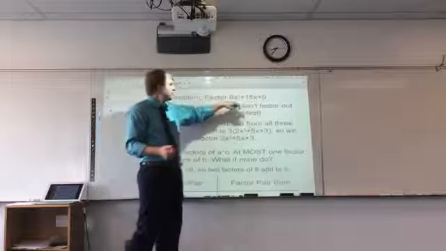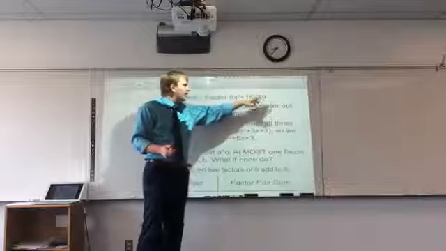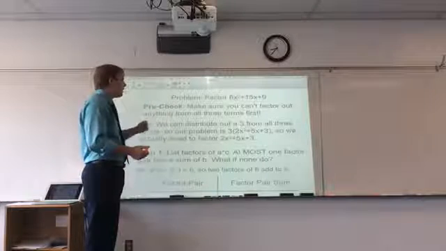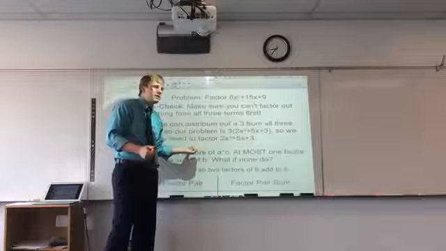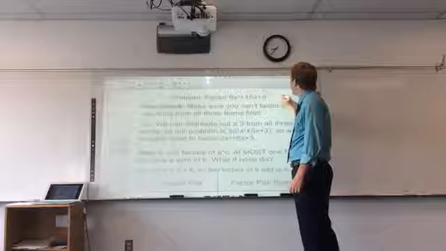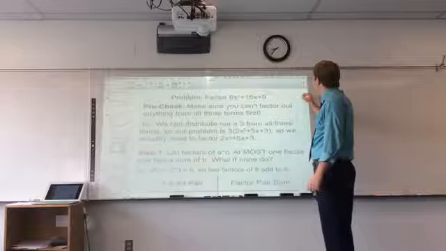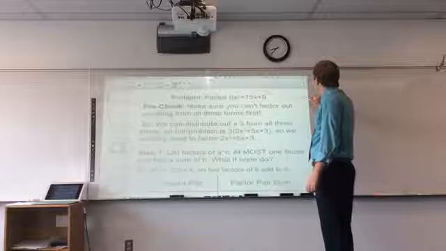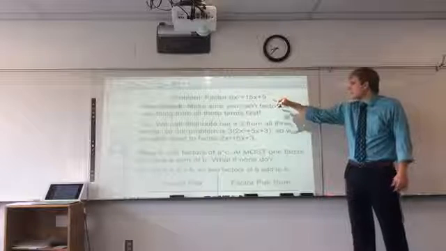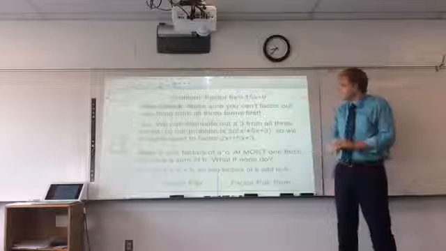So if we're working with something like 6x squared plus 15x plus 9, we're going to need to pull out what we have as a GCF first. And as you can see here, we can pull out a 3, and that leaves us with 2x squared plus 5x plus 3. 3 times 2x squared equals 6x squared, 3 times 5x equals 15x, and 3 times 3 equals 9.